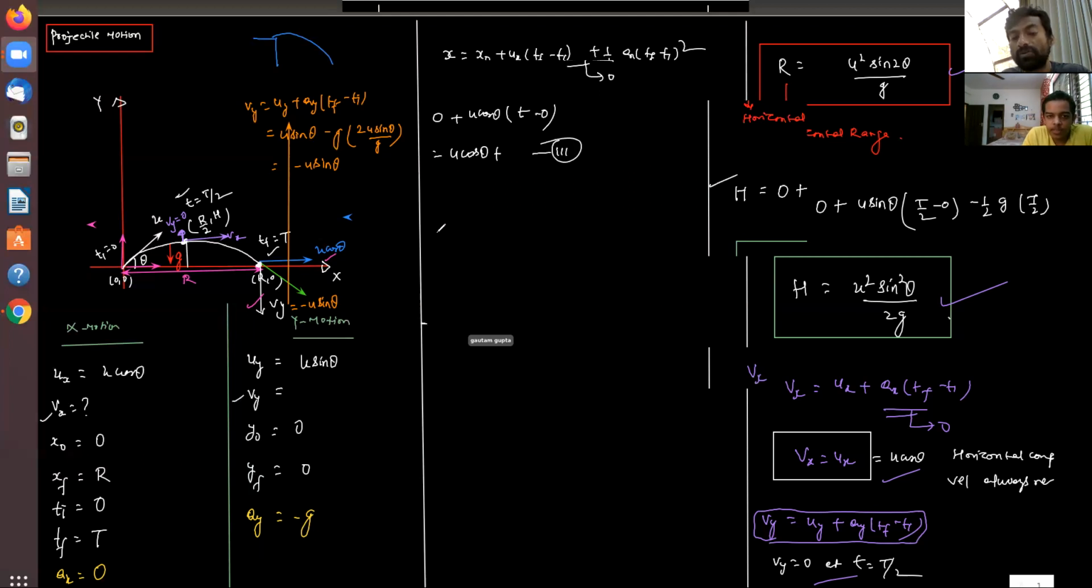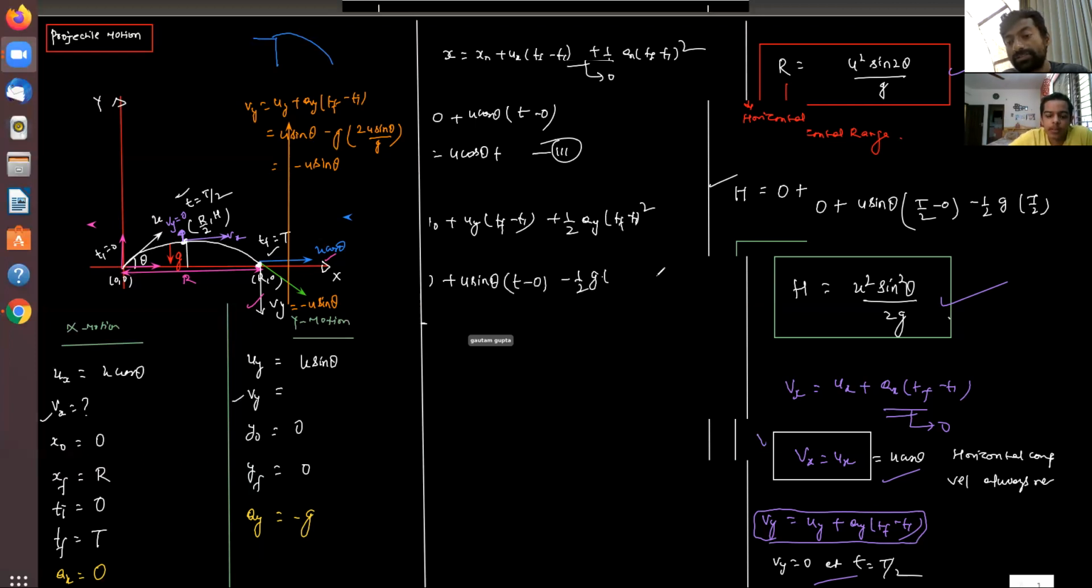Okay, now your y coordinate equation is y equal to y naught plus uy into tf minus ti plus half into ay into tf minus ti whole square. So y naught is 0, y final is y because at any y we want. So y naught is 0 plus uy is u sine theta, tf is your anytime t, ti is 0, minus half g t square.